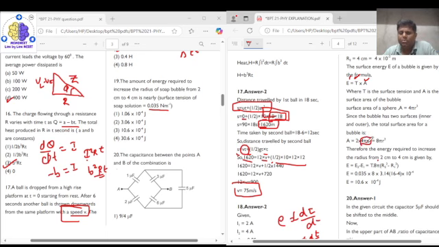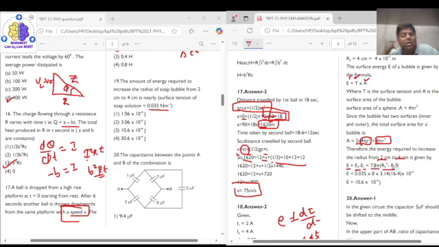Now because it's an air bubble, it will have two surfaces, one the outer surface and the other the inner surface. So we multiply the area by 2, and we get the total area as 8 pi r square. This is the total area. Therefore the energy required to increase the radius from 2 centimeters to 4 centimeters will be E is equal to E2 minus E1. E2 minus E1 means T into 8 pi.